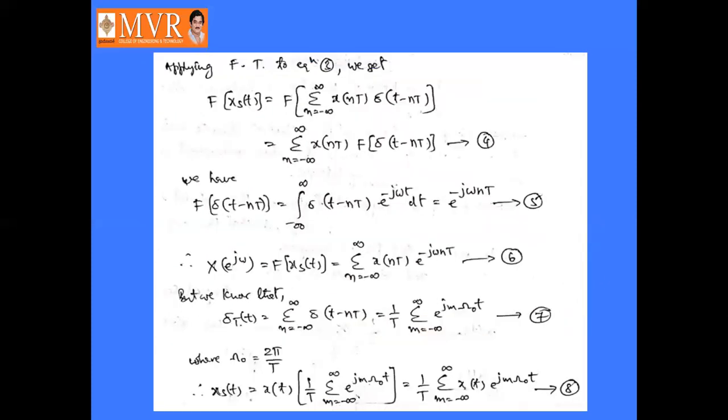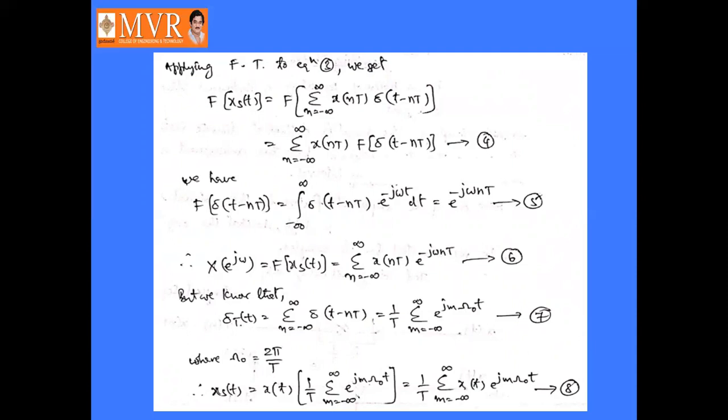Applying Fourier transform to equation number 3, we get the Fourier transform of xs(t) equal to the Fourier transform of Σ from n = -∞ to ∞ of x(nT) δ(t - nT). That is nothing but, we will extract the summation, Σ from n = -∞ to ∞ of x(nT) into the Fourier transform of δ(t - nT). That is equation number 4. But the Fourier transform of δ(t - nT) is nothing but the integral from -∞ to ∞ of δ(t - nT) e^(-jωt) dt, right? So it is nothing but e^(-jnωT). That is equation number 5.